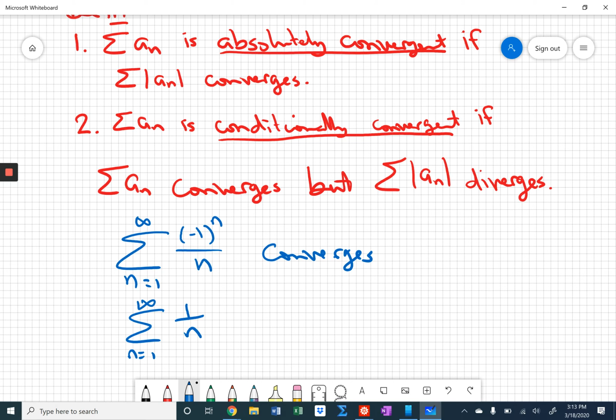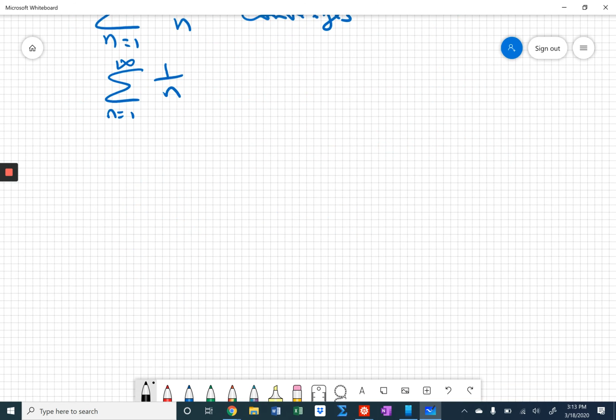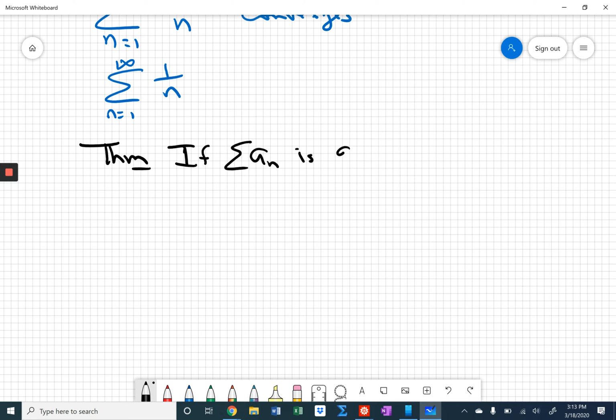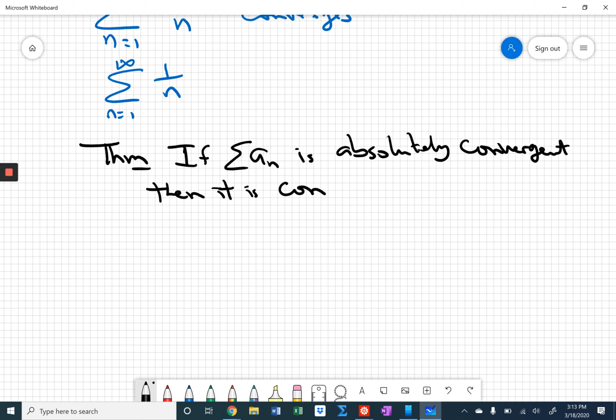Now, wouldn't it be nice if one of these things told us about the original series, specifically if number one told us about the original series, and it does. We have a theorem that connects these things back together. So the theorem is this: if the series a sub n is absolutely convergent, then it is convergent. All right, short and sweet here, but this is great.